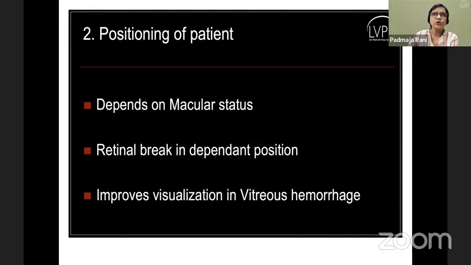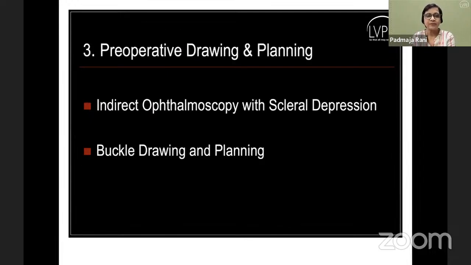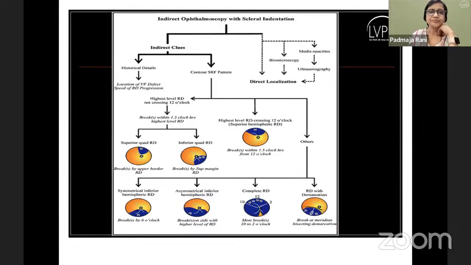We should always try to keep the retinal break in a dependent position so that the fluid drains on its own, and it also improves visualization in case of any mild vitreous hemorrhage. As I said, preoperative drawing and planning is the most important. Indirect ophthalmoscopy with scleral depression is the art everyone should follow meticulously, and then the buckle drawing and planning will help you master this art of buckling surgery.